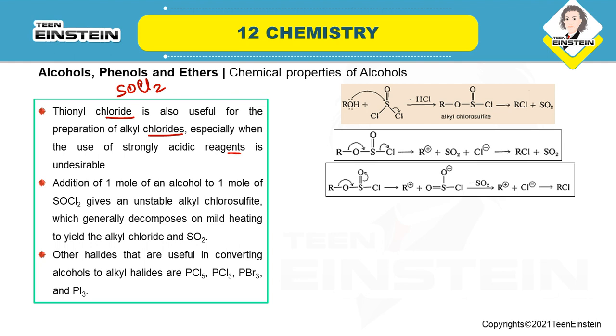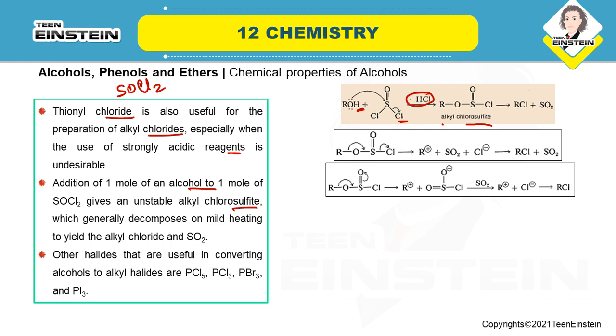Addition of 1 mole of alcohol to 1 mole of SOCl2 first gives an unstable alkyl chlorosulfite. So this is the structure of the alkyl chlorosulfite. The lone pair of oxygen attacks sulfur, and one of the Cl is removed along with this H. That is why it is written minus HCl, and you get the alkyl chlorosulfite.